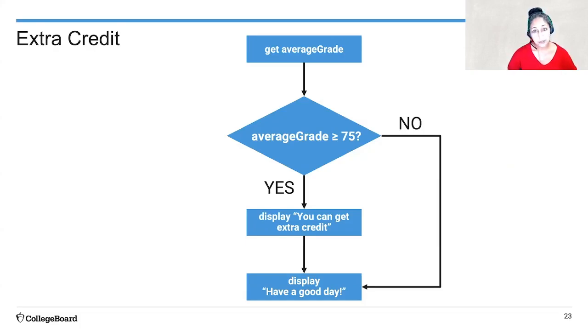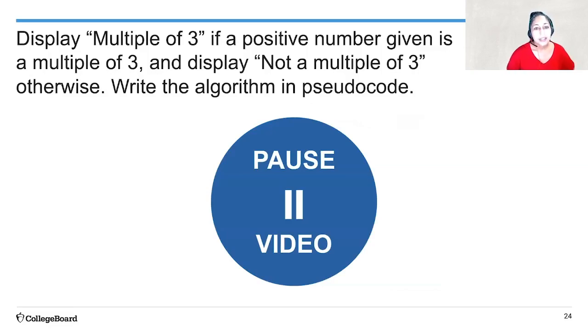Okay, let's practice with another example. I want to display the message multiple of 3 if the positive number that is given is a multiple of 3. And if not, then I'm going to display not a multiple of 3. Pause the video to write this algorithm in pseudocode.